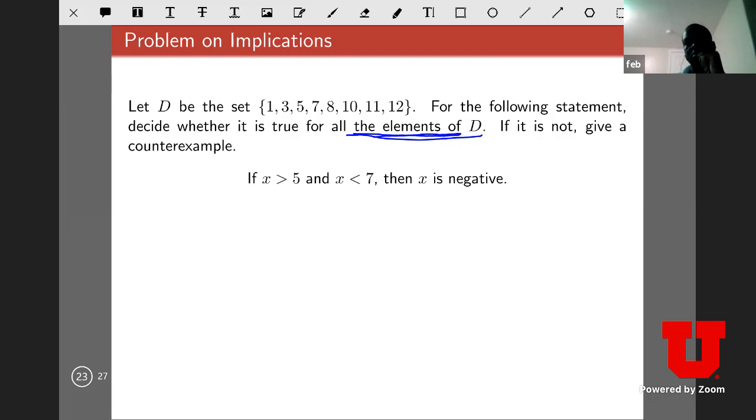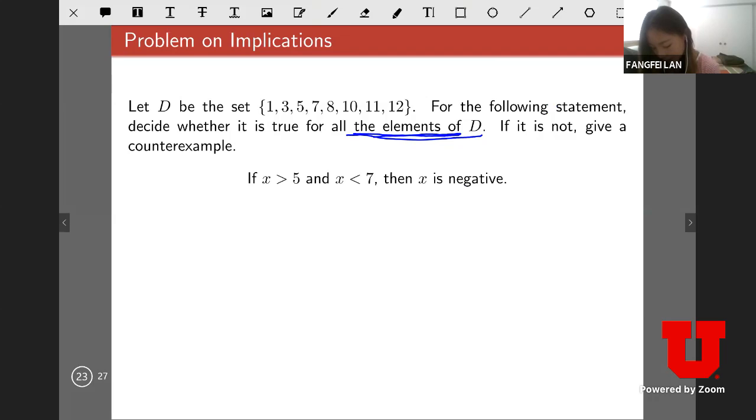I think it's false. Why is it false? Because there is no number between, first, I don't even see any negative number there. And then there's no number between 5 and 7. Exactly. There is no number between 5 and 7. So it's like there is no number.